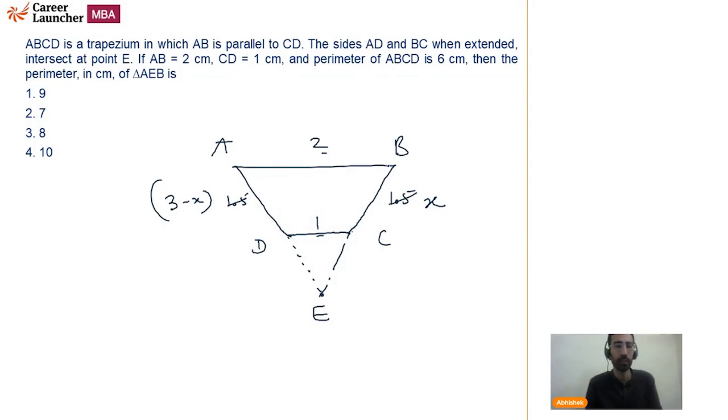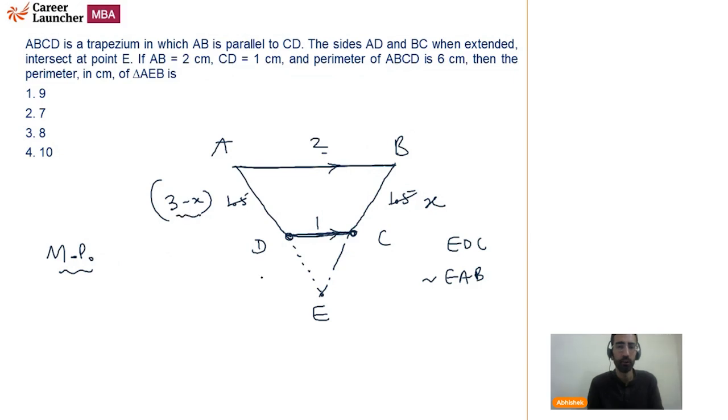And the question asks you, what is the perimeter of AEB? If you look at these two triangles, EDC and EAB, these triangles are similar, because CD and AB are parallel. In fact, they're not just similar. If you look at the ratio of proportionality, that will be 1:2. CD is parallel to AB and half of AB. CD is 1, AB is 2. So D and C have to be midpoints, using the midpoint theorem.